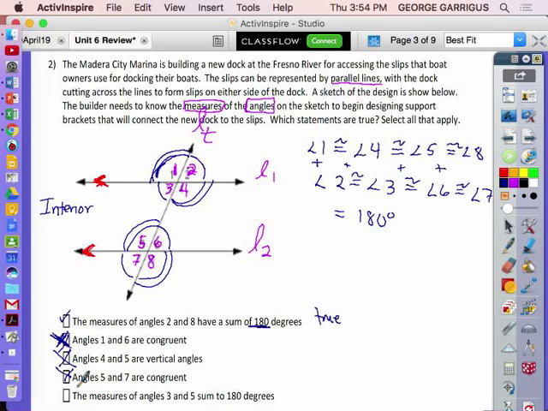The measures of angles 3 and 5 sum to 180 degrees. Well, we already made a nifty thing over here. So if we go, the measures of angle 3 and 5. Here's 5. Here's 3. What did we say? All these obtuse angles plus any of these acute angles, when you add one of each together, you get 180 degrees. So that's true. So we're going to check that.